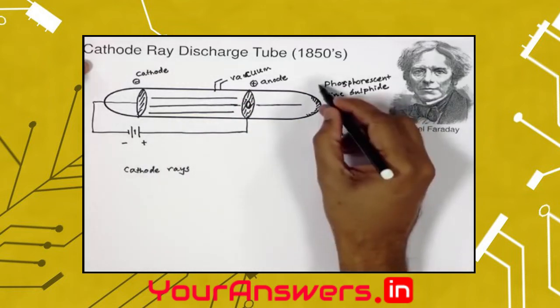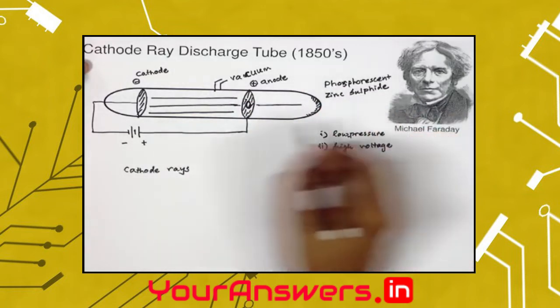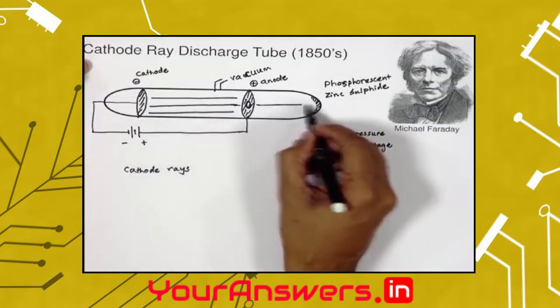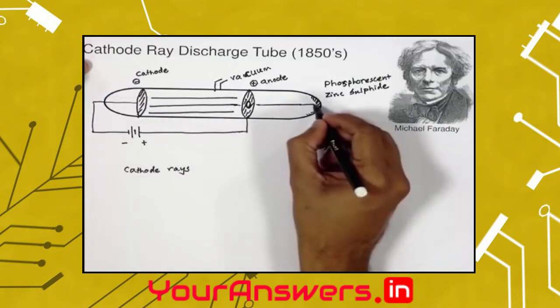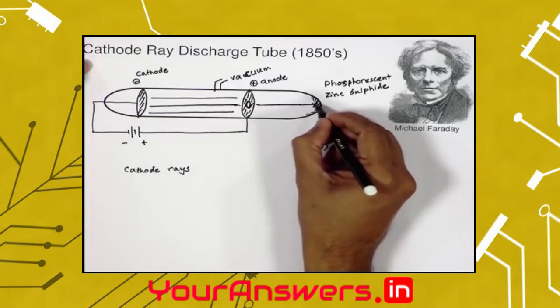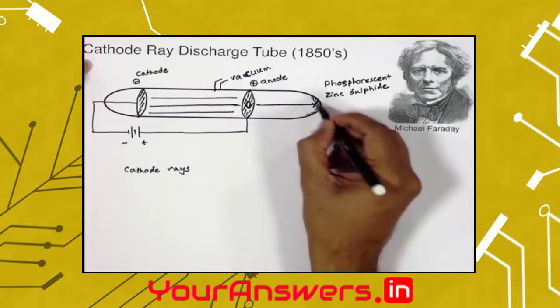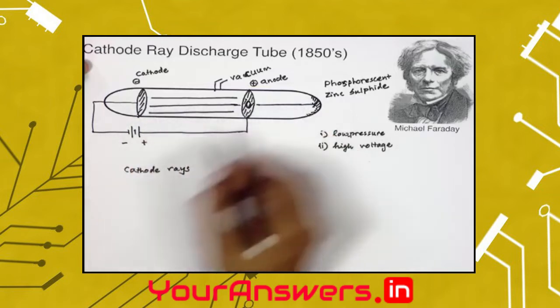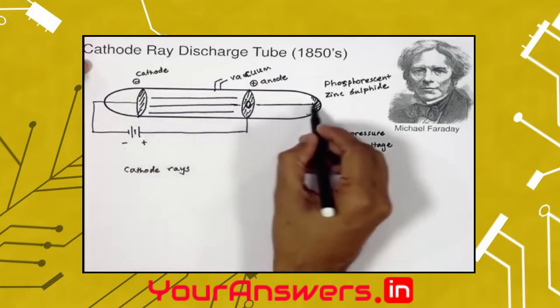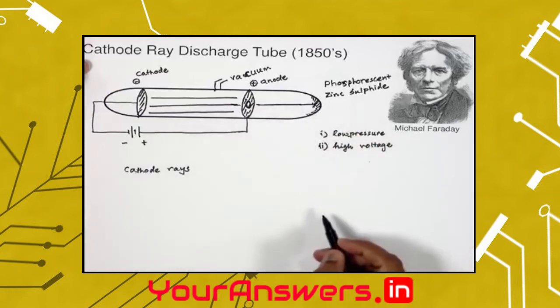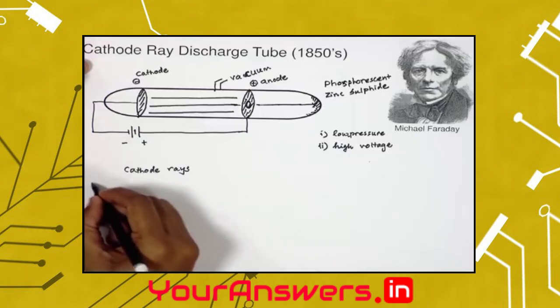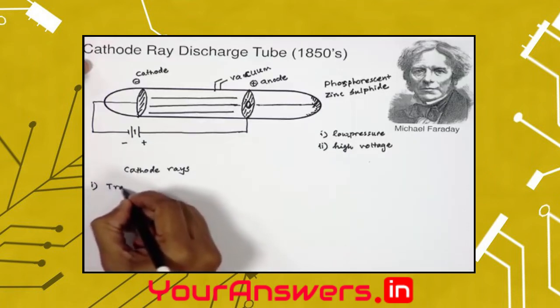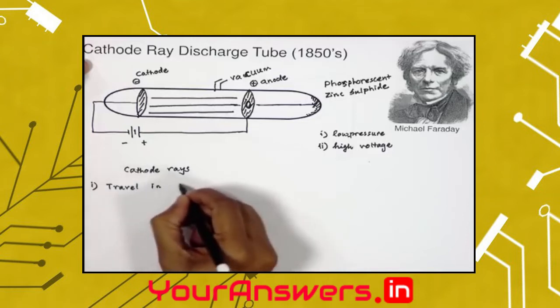The property of phosphorescent material is that when charged particles come and hit them, you would see a bright flash, a spark, a bright light. That actually would be a way of visualization that these rays, which we are calling cathode rays, have come and hit this glass surface. We will discuss some properties of these cathode rays. First, it was observed that they always travel in a straight line.